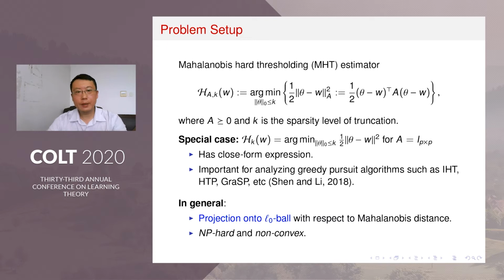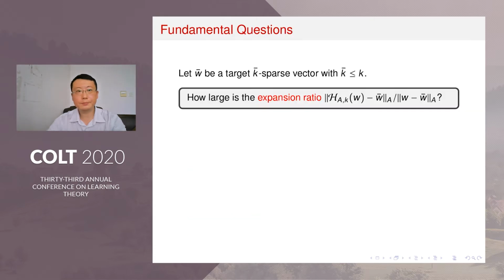In general, MHT can be regarded as a projection operator that projects W onto an L0 ball with respect to the Mahalanobis distance. Unfortunately, for such a general case, MHT no longer has a closed form expression, as the operator is itself an NP-hard and non-convex optimization problem. We are particularly interested in the expansion ratio of such a non-convex projection operator for estimating the sparse vector.